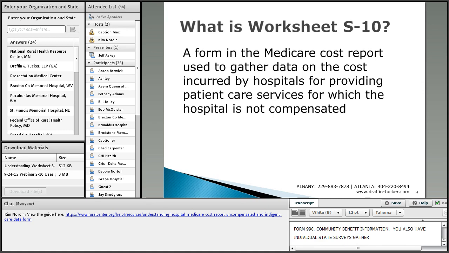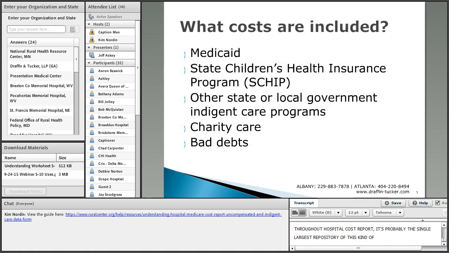Again, this is probably the single largest depository of this type of information. I mentioned yesterday that, to my knowledge, it's one of the few national standard forms that tries to gather this information. You do have other examples of uncompensated cost information being reported, possibly through tax-exempt hospitals filing their IRS Form 990 in the Schedule H, which tries to gather community benefit information. You also have individual state DISH surveys that may be gathering similar information, but this is CMS's attempt here through the hospital cost report, Worksheet S-10, and it is probably the single largest depository of this type of information.